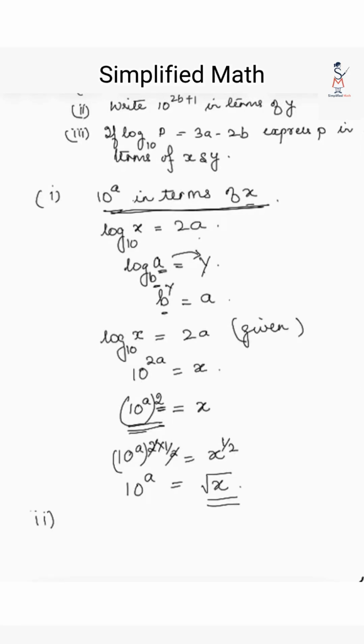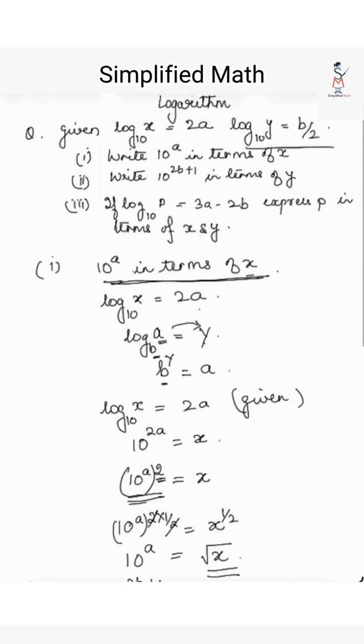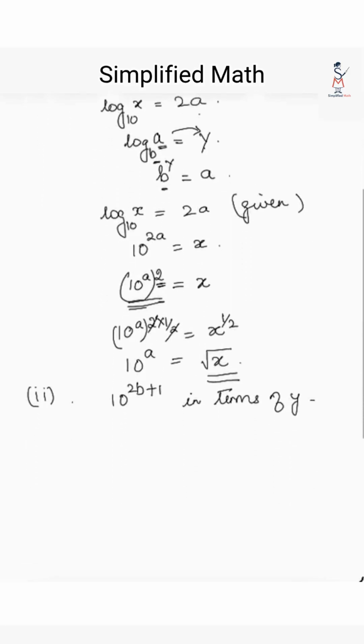Now we will see the second one. That is, write 10 raised to the power 2b plus 1 in terms of y. Again, now we will take the second log, that is log y is equal to b by 2. That is, log y to the base 10 is equal to b by 2. Same way, we will put it in the exponential form. That is 10 raised to the power b by 2 is equal to y. Fine, we can do this.